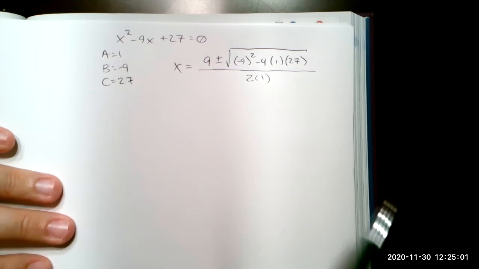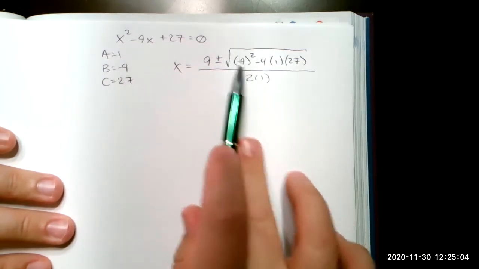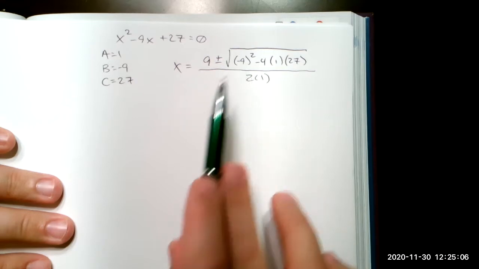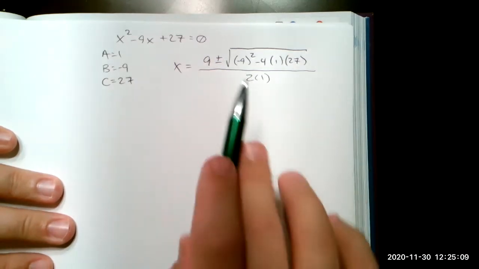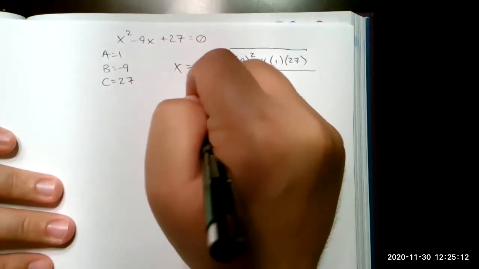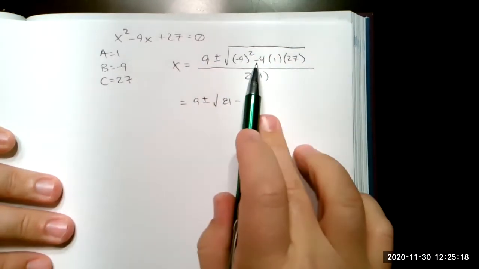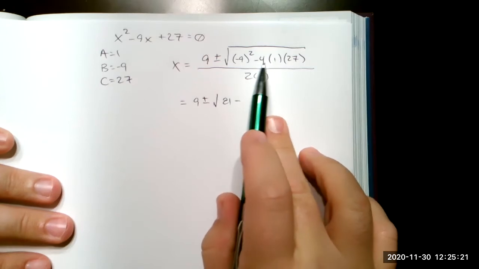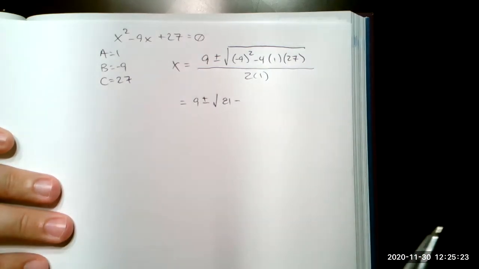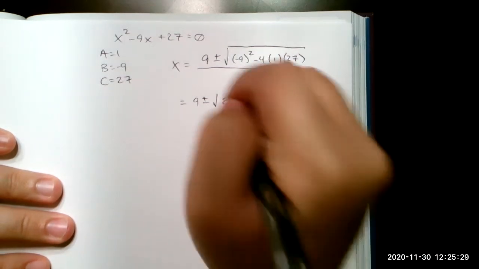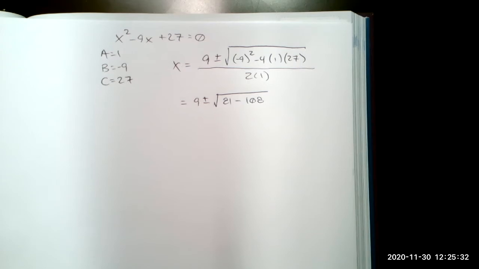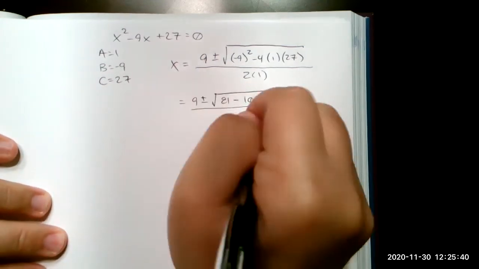All right, so again, the first step is to plug in A, B, and C. That second step is to go ahead and simplify that radicand. And then at the end, we can simplify the entire fraction. So I've got 9 plus or minus the square root. Negative 9 squared is 81. Negative 4 times 1 is just negative 4. Negative 4 times 27, that's going to be 108. So minus 108. Let me make sure I did that right in my head. I don't want to keep going if I didn't. Yep, 108. And then that's divided by 2 times 1, which is 2.